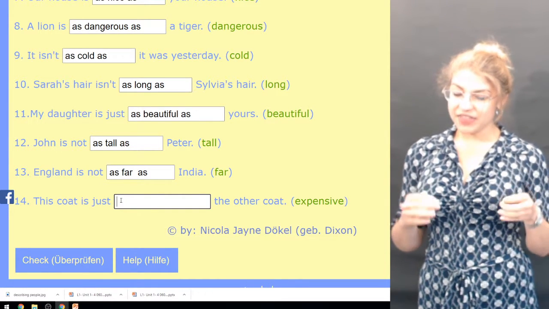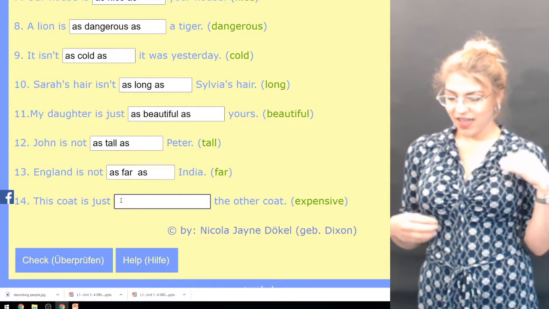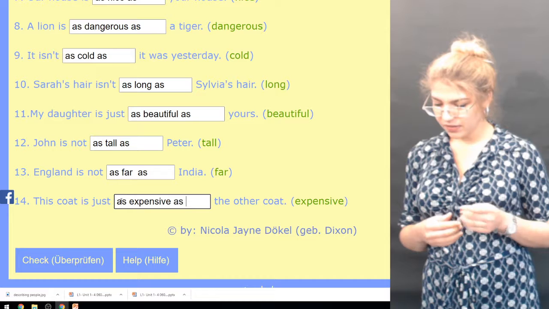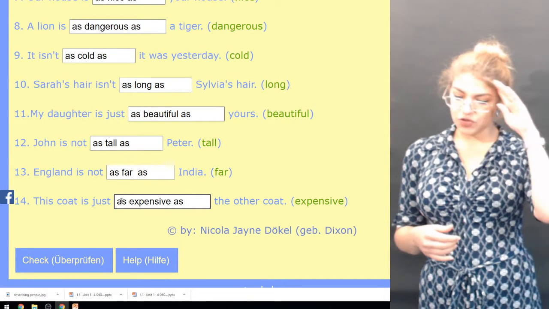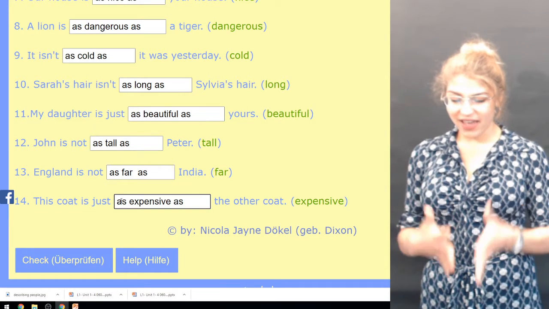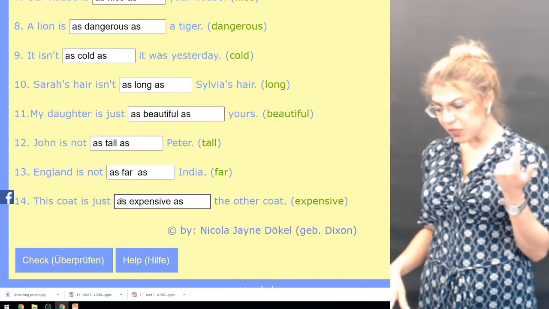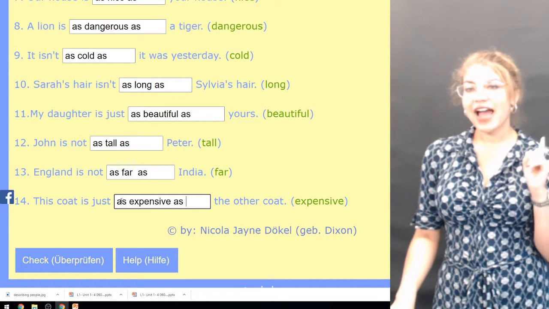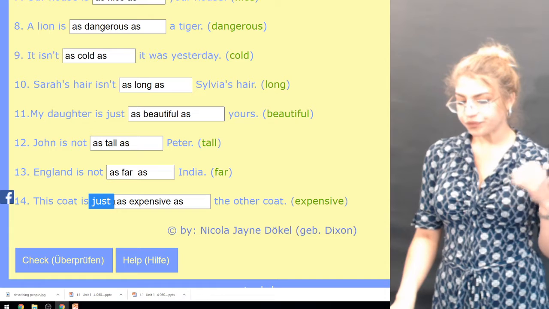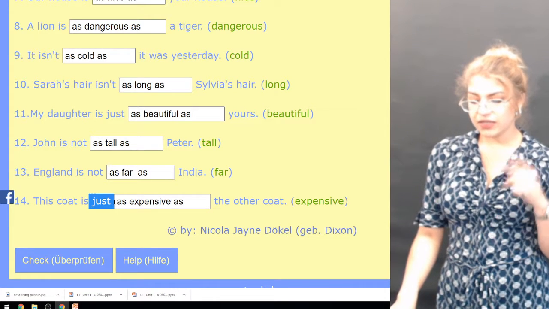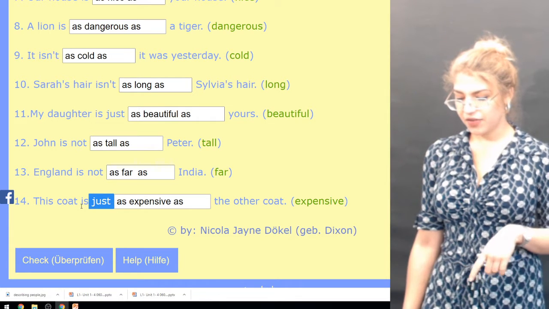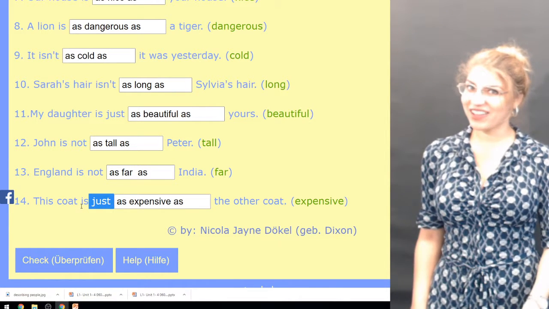And the last one, this coat is just as expensive as the other coat. Beautiful. Now, expensive is como costoso o caro, not carro, but caro. Por cierto, and by the way, before we close, the word just, ponemos la palabra just antes, no significa nada necesariamente. Podemos quitarlo. This coat is as expensive as the other coat, o podemos decir this coat is just as expensive as the other coat. Totalmente opción de ustedes. It's just the option of you guys, okay?